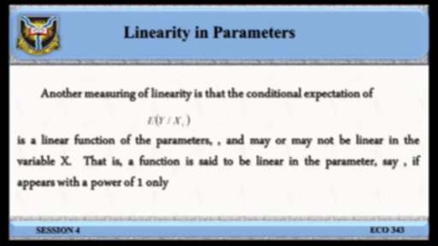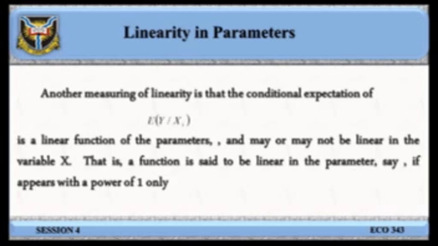Linearity in parameters. Another meaning of linearity is that the conditional expectation of Y, E(Y|Xi), is a linear function of the parameters, the betas, and may or may not be linear in the variable X.